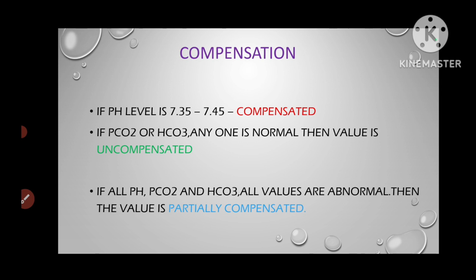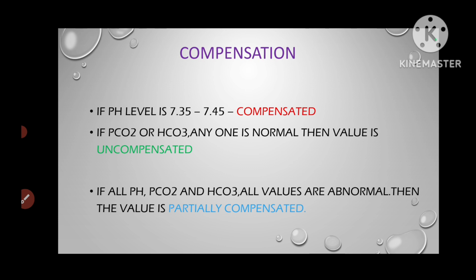To know whether it is compensated, uncompensated or partially compensated, there are three simple steps. Suppose the pH value is normal, 7.35 to 7.45, then it is compensated respiratory alkalosis or acidosis, like that. If PCO2 or HCO3, any one value is normal in the report, then it is uncompensated. If all the values, pH, PCO2 and HCO3, are abnormal, then it is partially compensated.